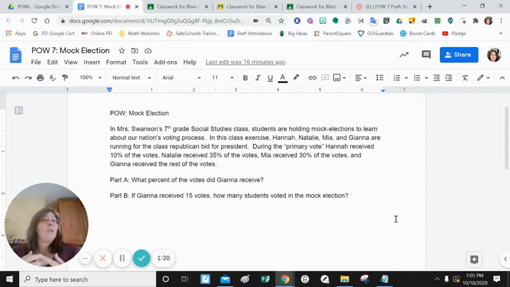Part B is a little bit different, might be a little tricky. You're going to need to use either percent proportions or convert your percent to a decimal to calculate how many people voted for each of the candidates. Once you have the number for each candidate, then you'll get the total number of people who voted.